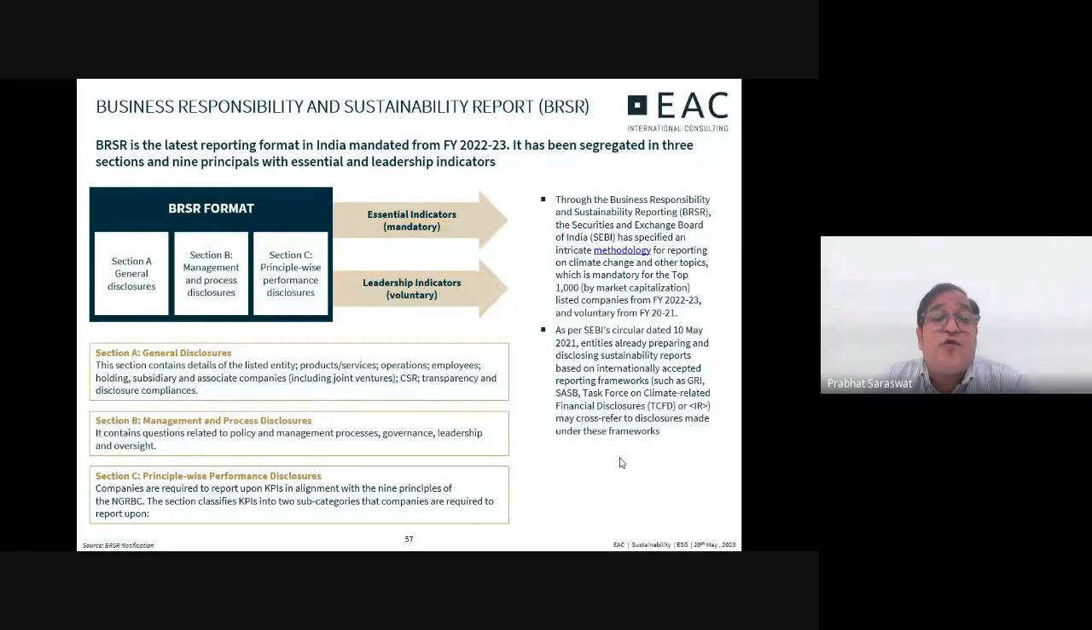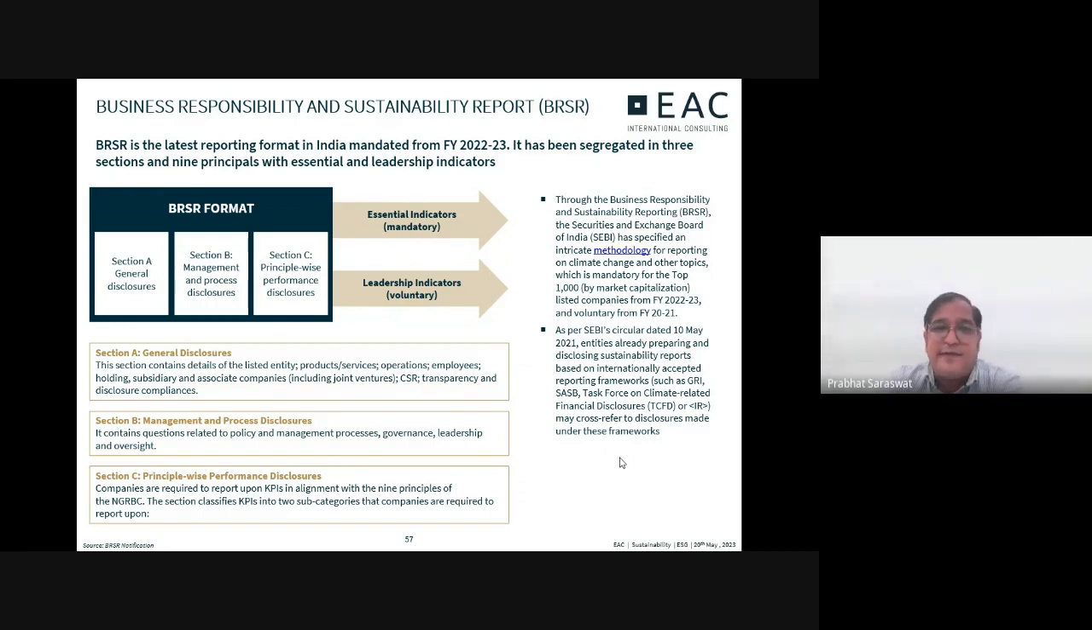Just to understand the principles we have to report to prepare the BRSR report: in the latest reporting format in India, mandated from financial year 2022-23, it is segregated into three sections and nine principles, with essential and leadership indicators. Section A is related to general aspects and general disclosures. The second section is management and process disclosures. And Section C includes the principle-wise disclosures, because we have nine principles to capture all the aspects of a company related to ESG.